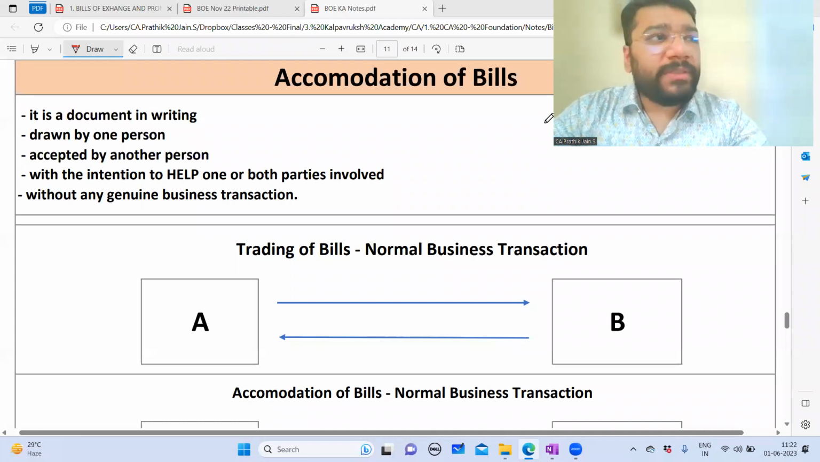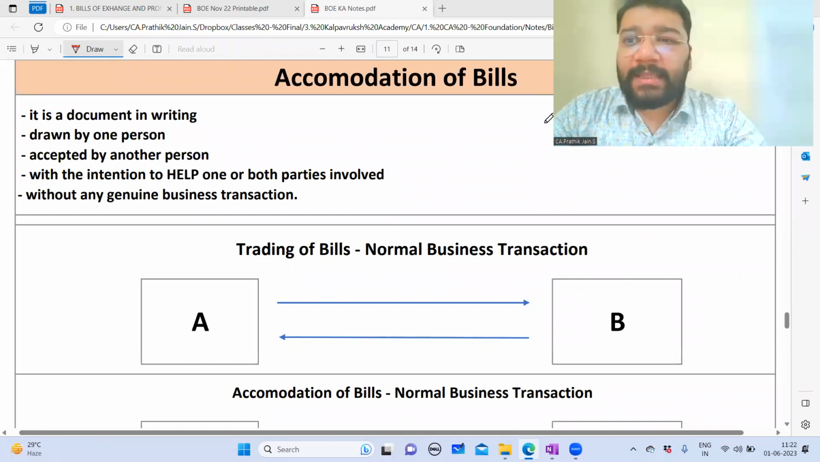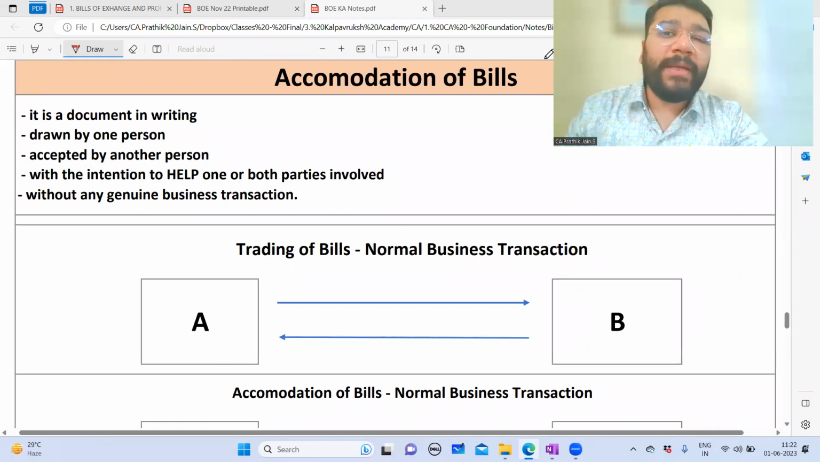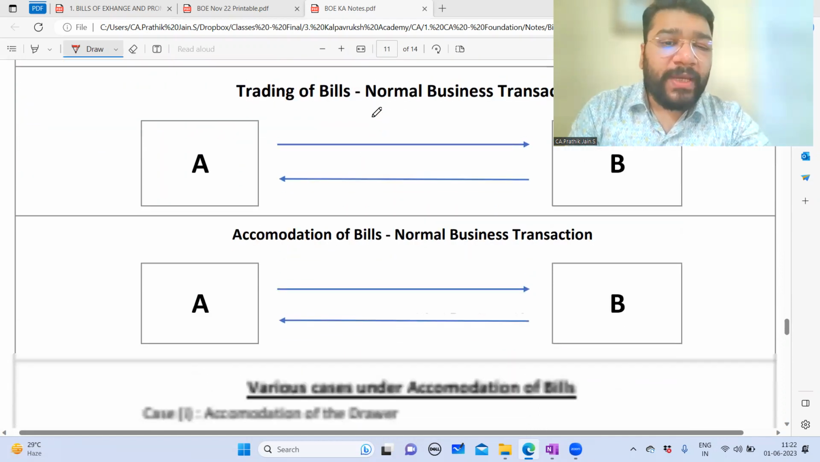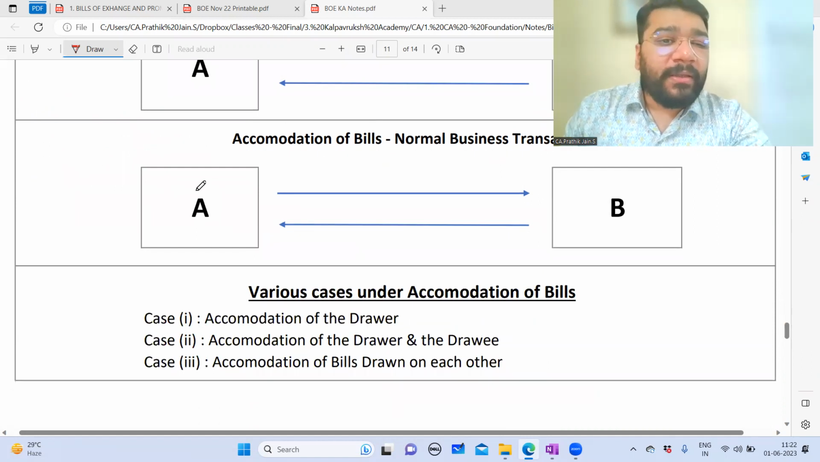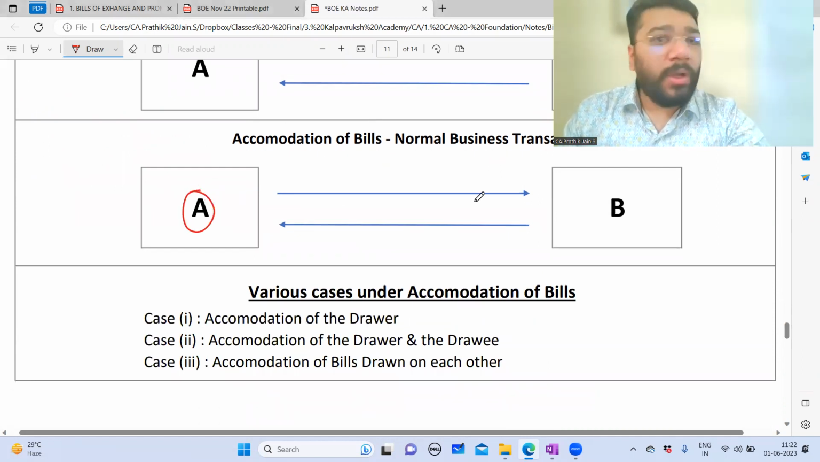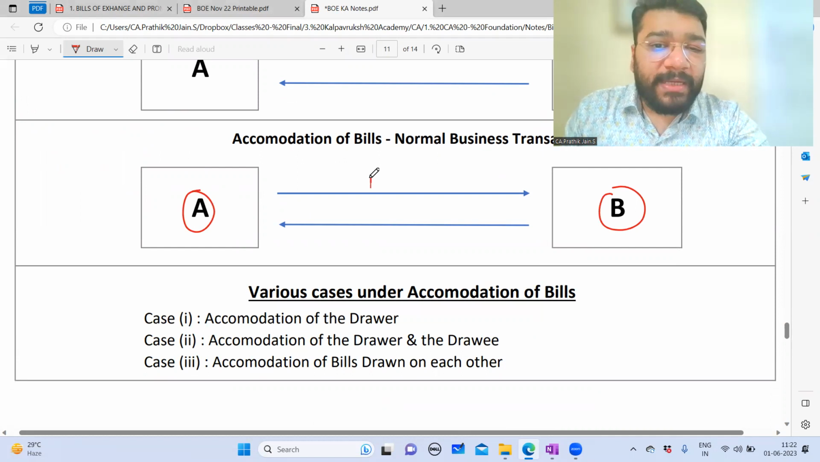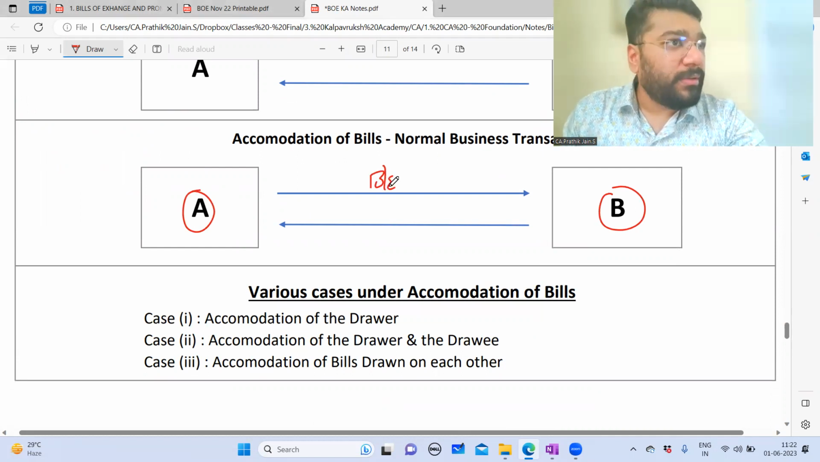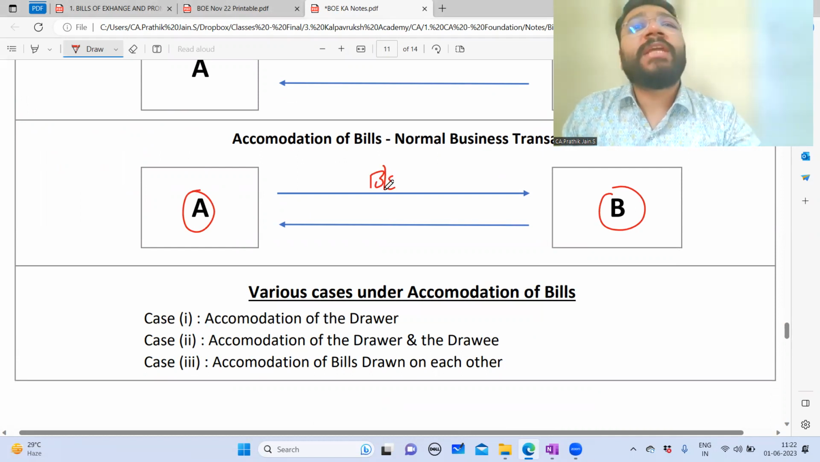So, guys, we are doing this chapter on bills of exchange, and in the last class, we started our discussion on accommodation of bill. So, let's do a quick recap of what is accommodation of bill. In accommodation of bill, one person draws a bill on another person. He will send a bill of exchange to another person, wherein there is no genuine transaction.